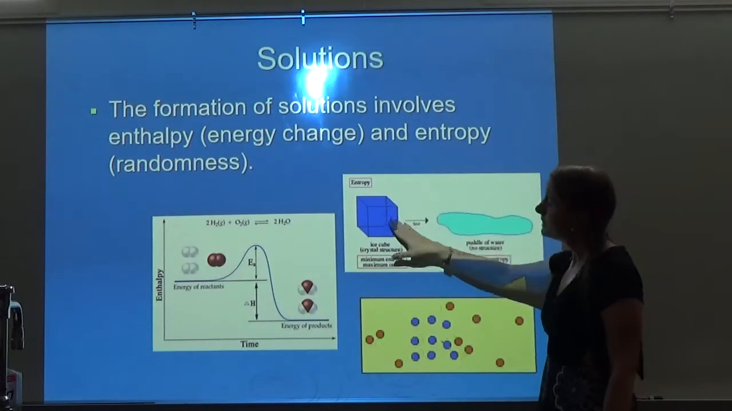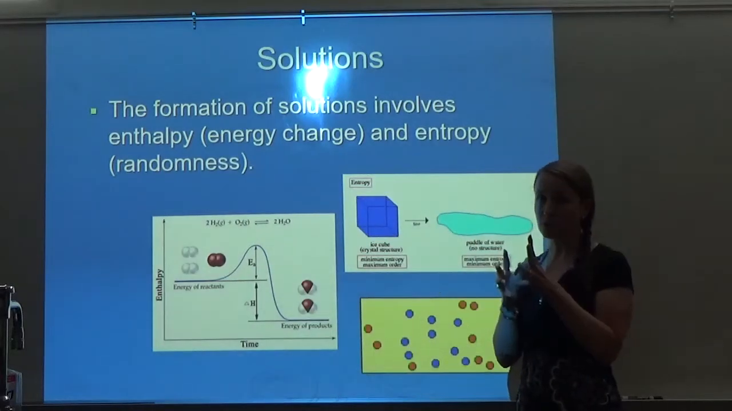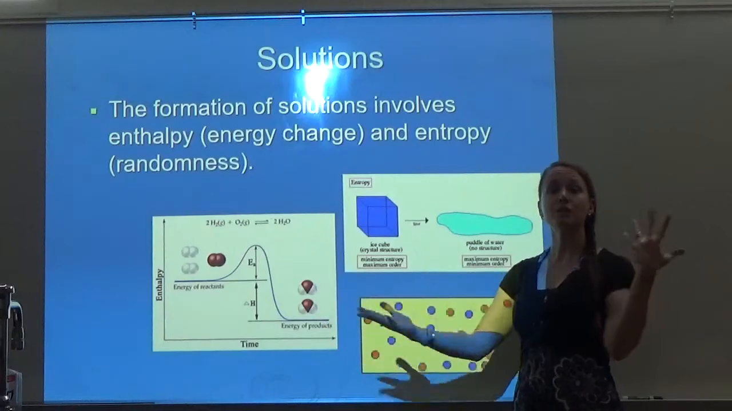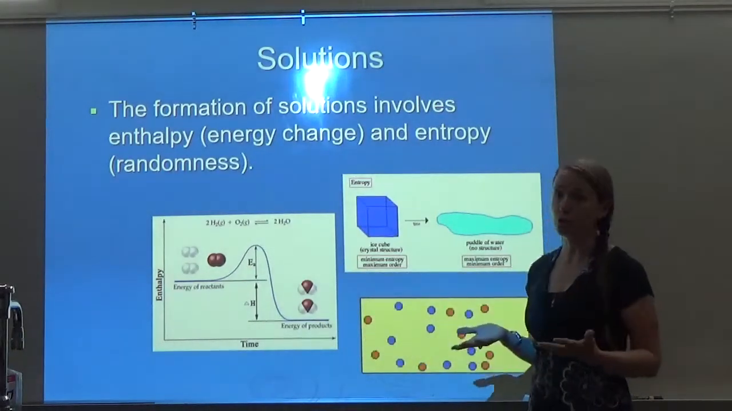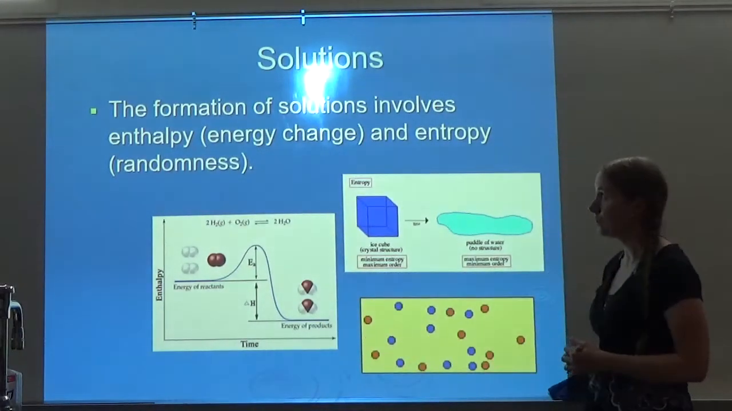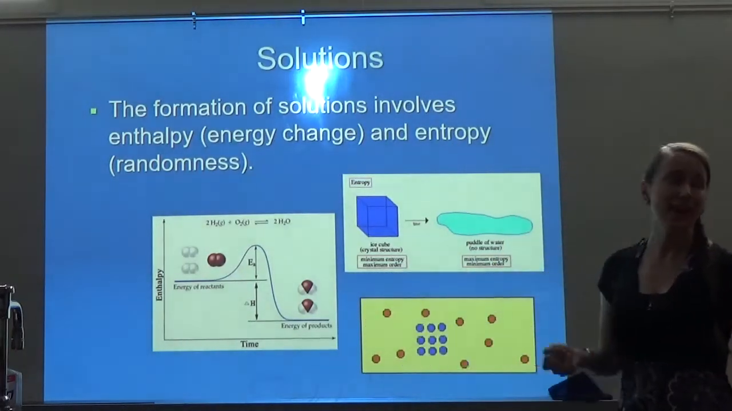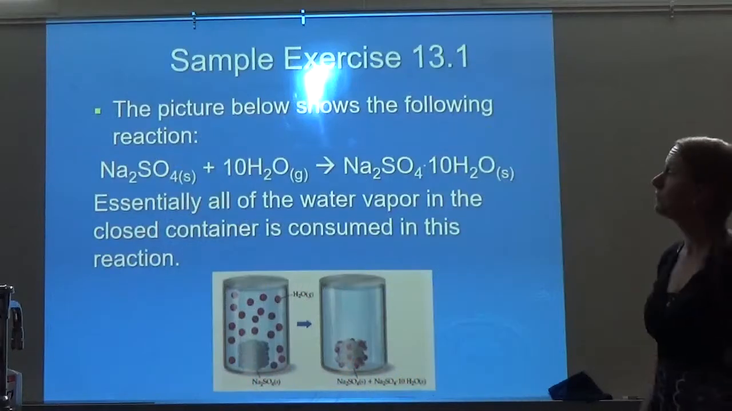So we start with a solid that is very orderly, and when we dissolve it in water, it becomes random and spread out, and it loses that orderliness, so it becomes disordered. And so that's what allows some solutions to form, even if they have a positive delta H.